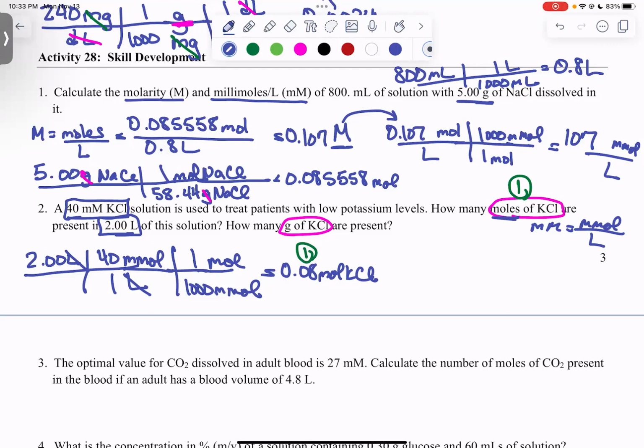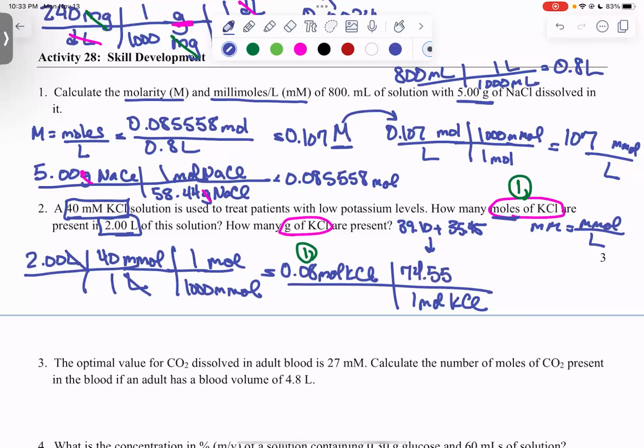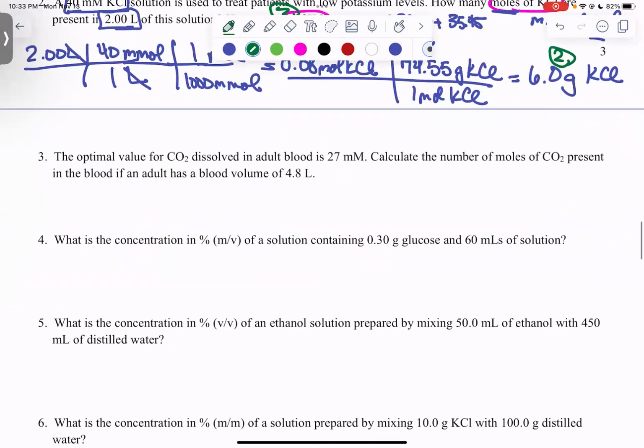Then I want to go from moles to grams. Okay, that's another dimensional analysis, right? So I want to go in 1 mole of KCl. Now I've got to get my KCl molar mass. So K, potassium, is 39.10 plus Cl, which was 35.45, and together that gives me 74.55 grams KCl. And so I should get something that is 6.0 grams KCl. So this is really my number 2 answer. Just make sure that the work you're doing is answering the question that's being asked.